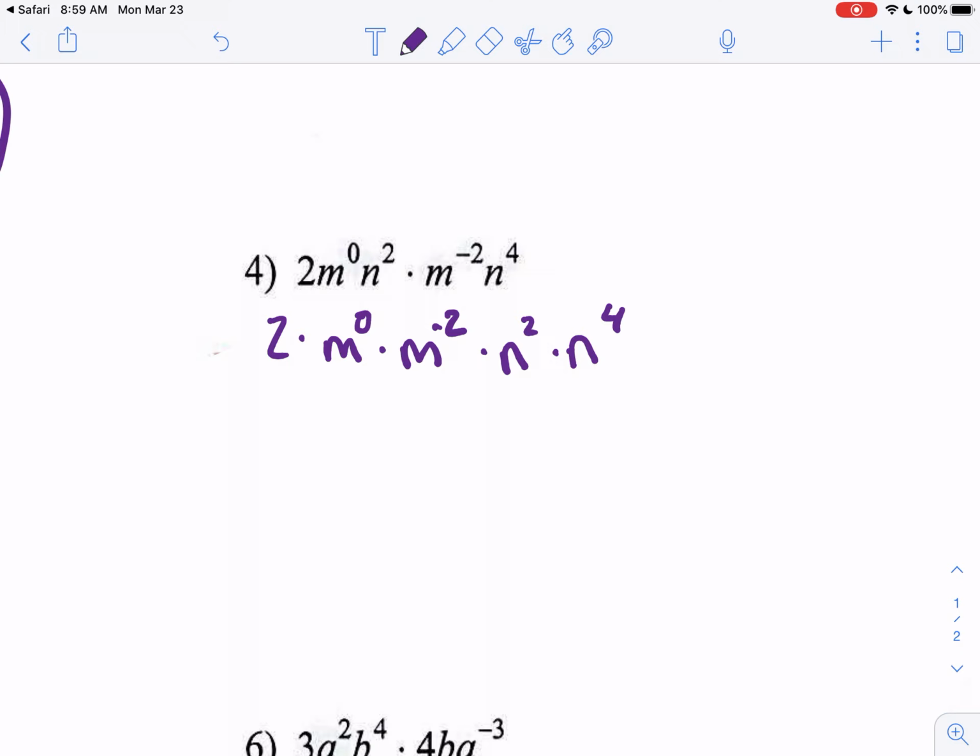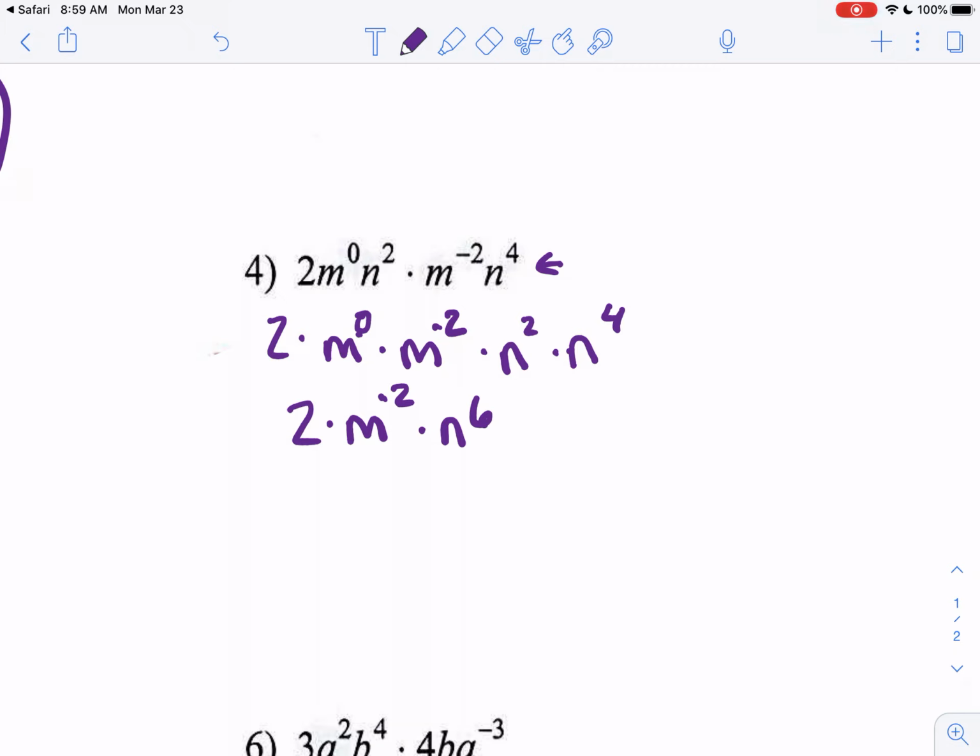So I got all my terms. There are 5 up here, and I have 5 down here. So I'm going to add my exponents together that have the same bases. So 2 times, 0 plus negative 2 is negative 2, so m to the negative 2 power. And then 2 plus 4 is 6, so n to the 6th power.